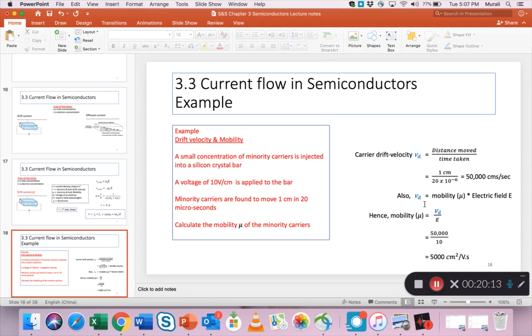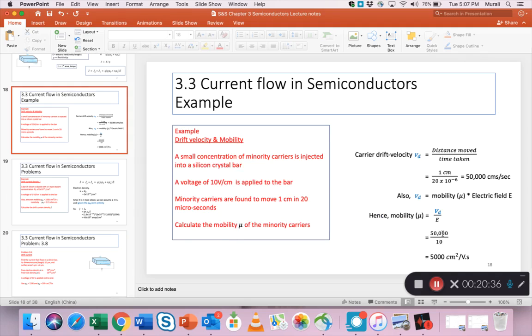So given that velocity is that mobility factor mu times the electric field, hence you can say mobility is Vd by E, and we know Vd from another place above here, and so we come up with the mobility factor, right? And that's what is required. Calculate the mobility mu, I think that's mu, yeah, of the minority carriers. So mu equals 5000 centimeter square by something, okay?